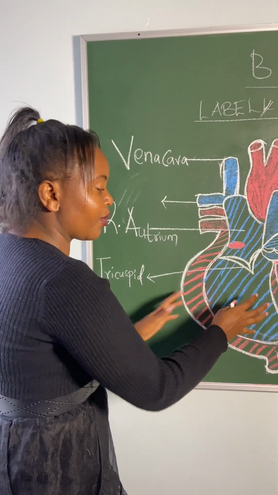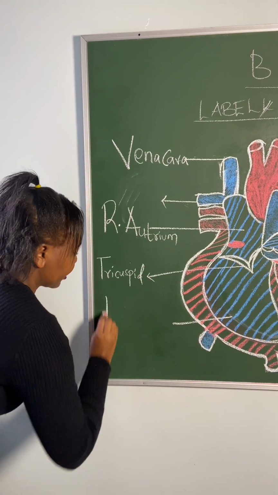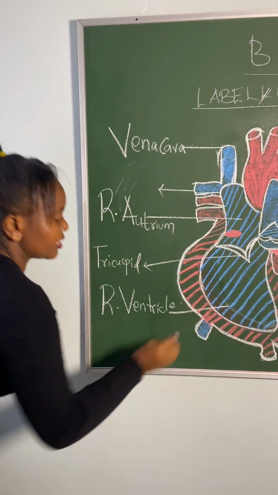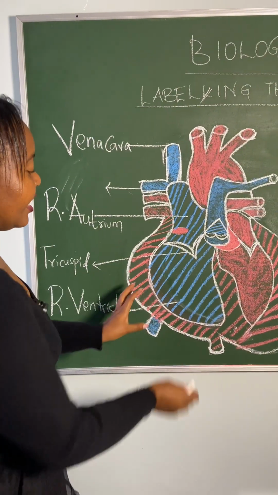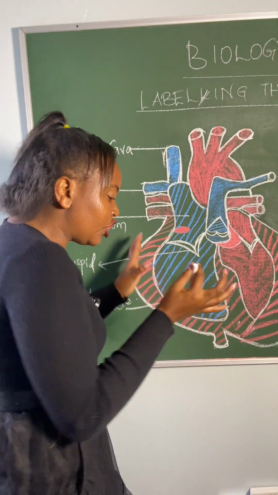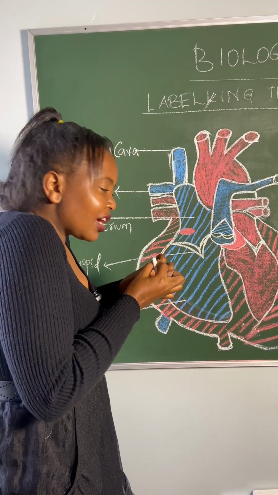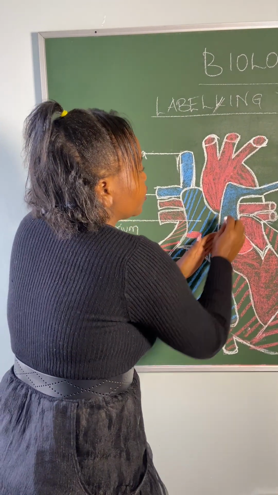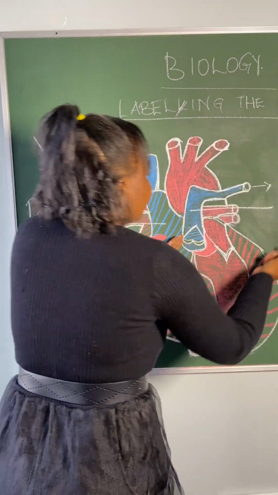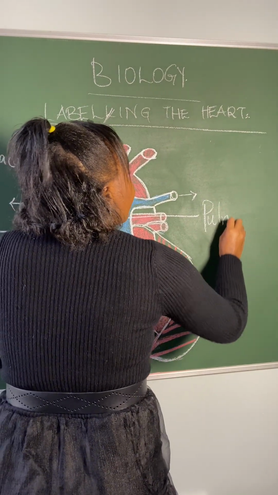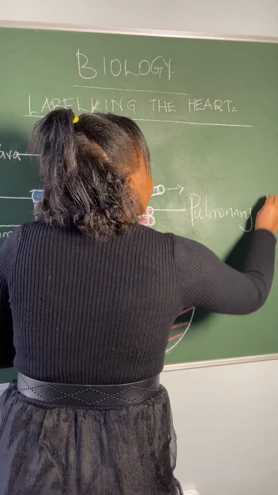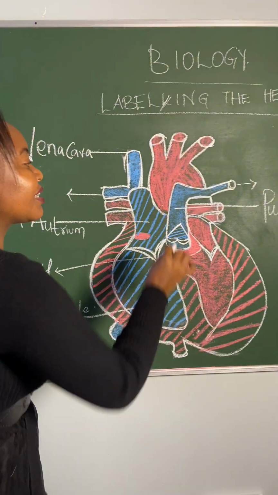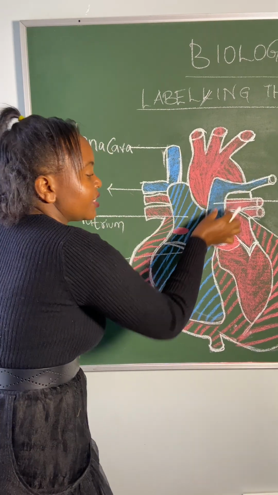Inafunguka, damu inaingia wapi? Kwa the, now this is the right ventricle. Sawa sawa? Then damu ikiwa hapa, now this part, the right ventricle, it contracts. You contract, the pressure increases, physics. Pressure increase, damu inakuwa directed now to this thing. This baby here called the pulmonary artery.